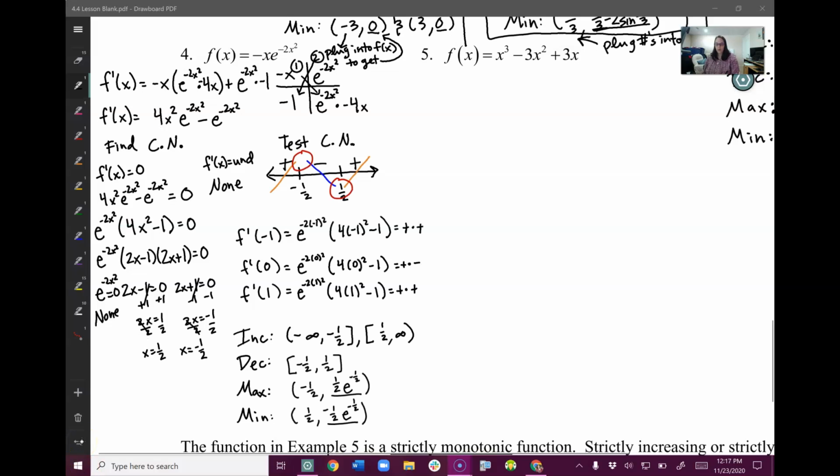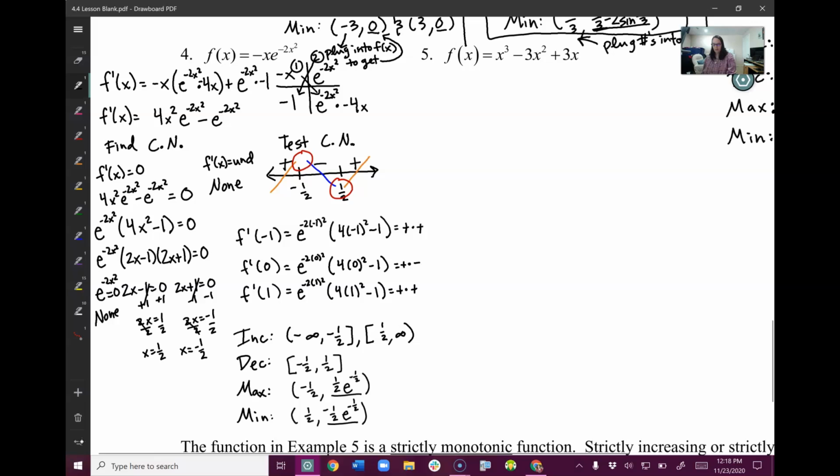Welcome back. Check what you got with what I got. I plugged these in. I got positive, negative, positive. And by the way, you can see I plugged them into this version of f prime rather than this version. But they are equal to each other, so it doesn't really matter which version you plug it into. Either way, I got increasing, decreasing, increasing. So there's my increasing intervals and decreasing intervals.